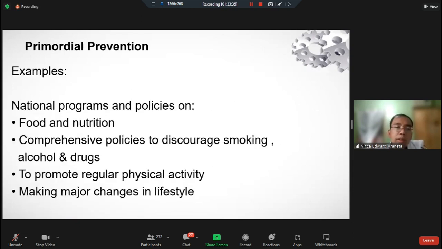For laws, it could be a national program and policies on food and nutrition, or comprehensive policies. Like for example, if there would be a law that would ban smoking everywhere, then that's our primordial prevention. But for now, it's just to ban smoking in specific areas, then it could still be a primordial prevention. So the goal also is to make major changes in the lifestyle, and again, as early as possible.